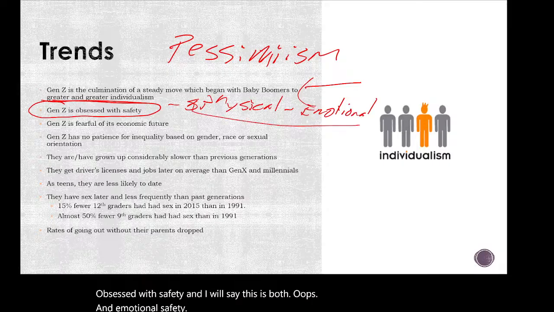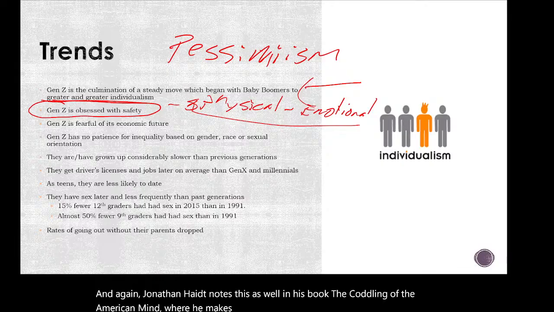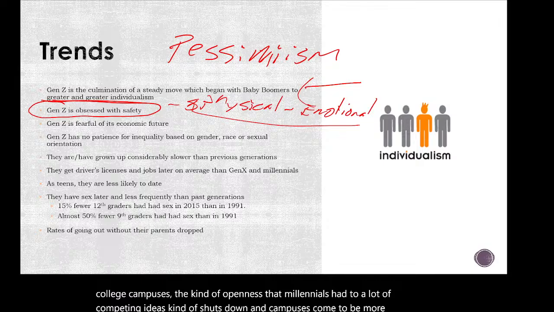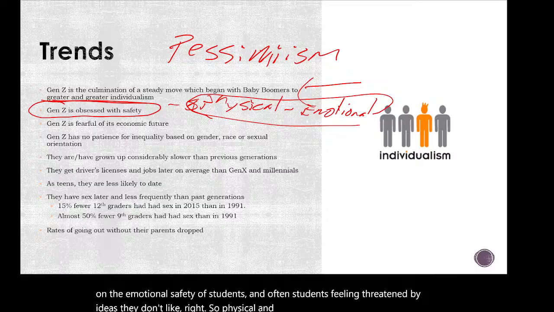And again, Jonathan Haidt notes this as well in his book, The Coddling of the American Mind, where he makes the observation that once Gen Z shows up on college campuses, the kind of openness that millennials had to a lot of competing ideas kind of shuts down, and campuses come to be more focused on the emotional safety of students, and often students feeling threatened by ideas they don't like, right? So physical and emotional safety is really important to Gen Z.